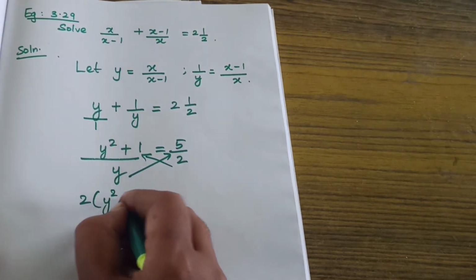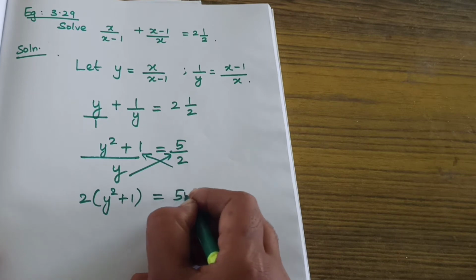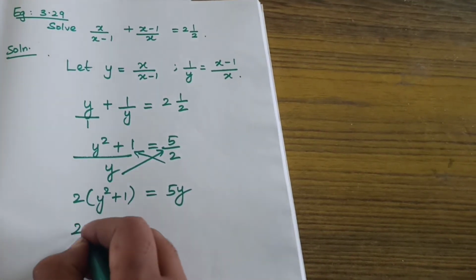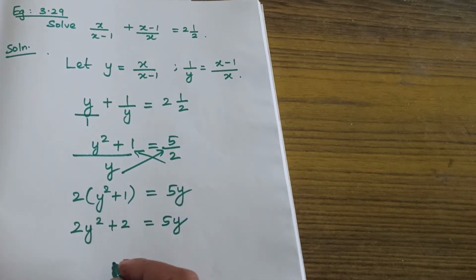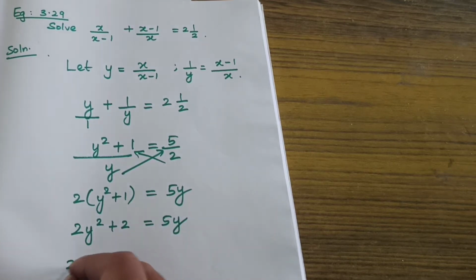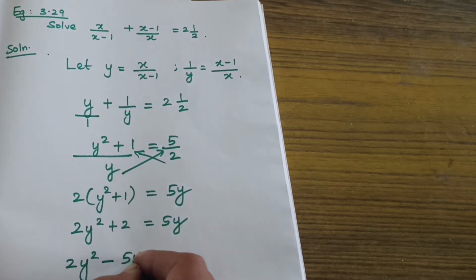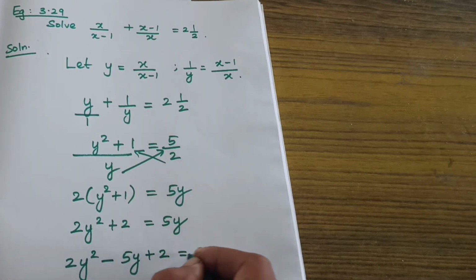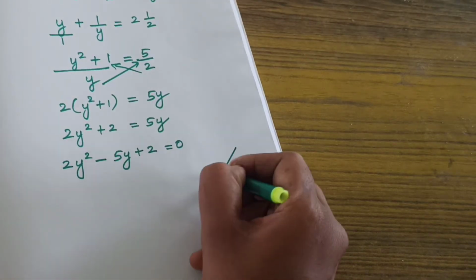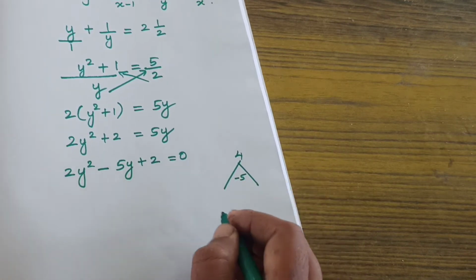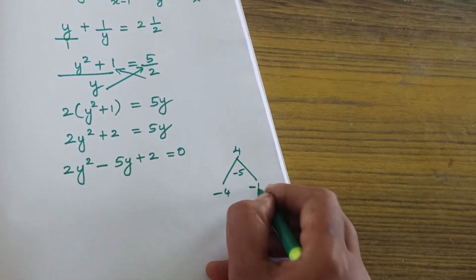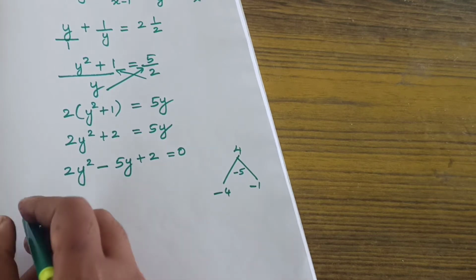Then cross multiply. 2 into y square plus 1 is equal to 5y. Multiply inside, 2y square plus 2 is equal to 5y. Then take everything to one side. 2y square minus 5y plus 2 equal to 0. Then factorize, 4 and minus 5. Can you guess the numbers? Minus 4 and minus 1? Yes, we will get it correctly.